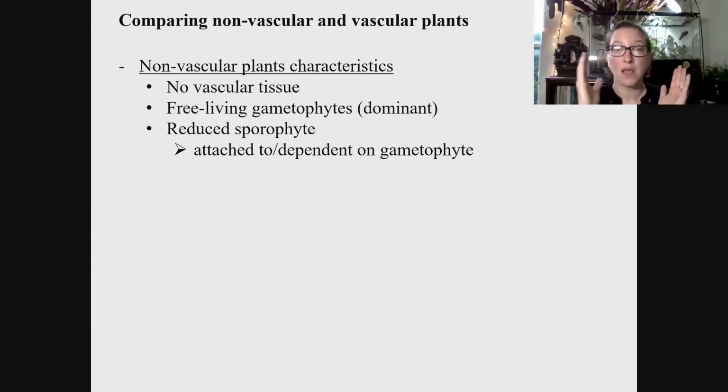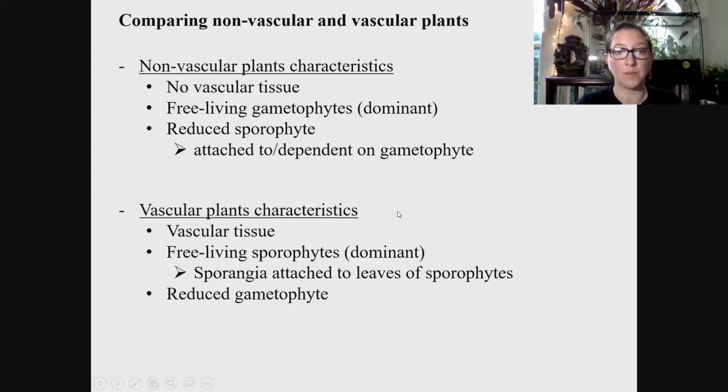So the sporophyte plant in non-vascular plants has to be attached to the gametophyte plant. It gets all of its nutrients usually from the gametophyte plant. Vascular plants are different. Vascular plants have, for one, vascular tissue. That should be an easy thing to remember.